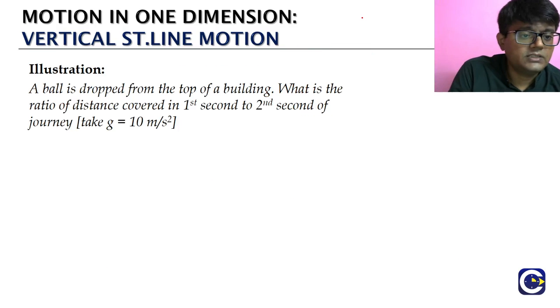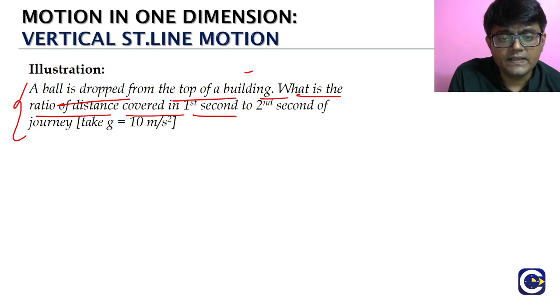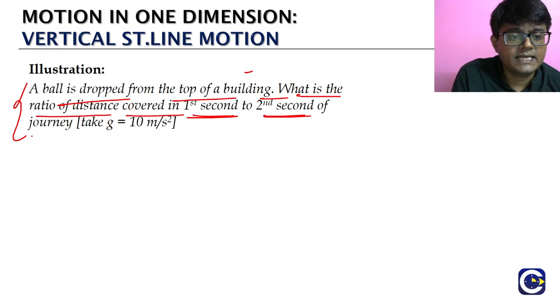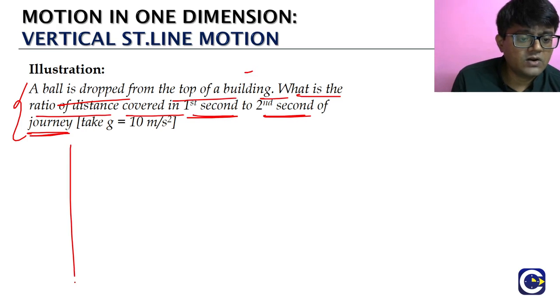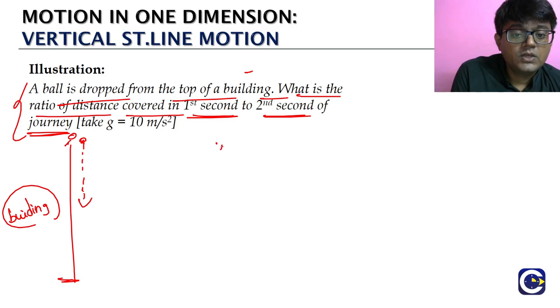We look at a question. A ball is dropped from the top of a building. What is the ratio of the distance covered in the first second to the second second of journey? Here they are not even giving us the building height, which means in this problem we might not require it. So we are dropping it, right?